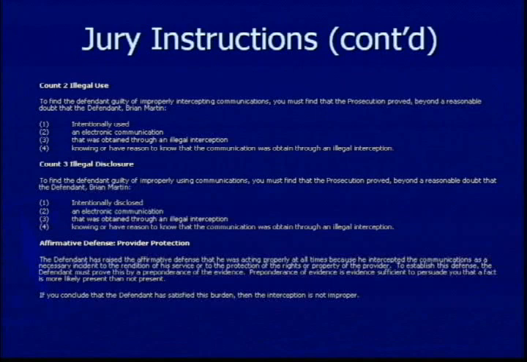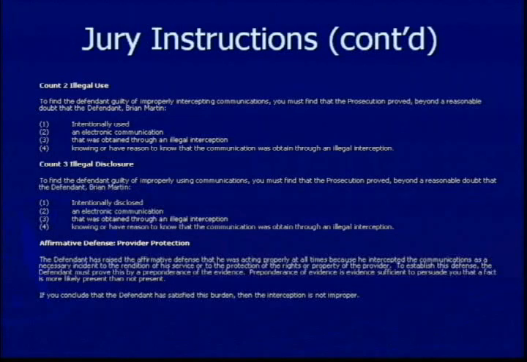Number two, charge number 2, illegal use of the intercepted communications. To find the defendant guilty of improperly intercepting communications and using those communications, the prosecution must prove beyond a reasonable doubt that the defendant intentionally used an electronic communication that was obtained through an illegal interception, knowing or having reason to know that the communication was obtained through an illegal interception.